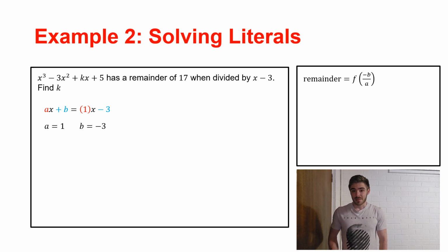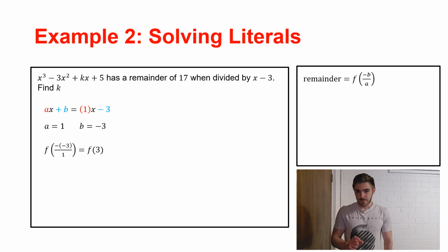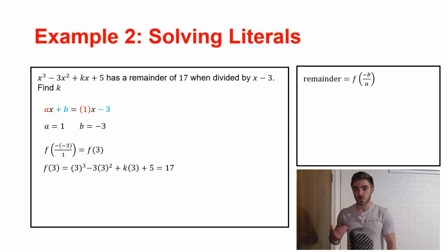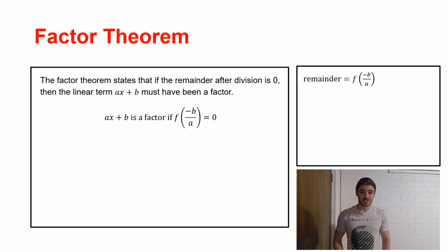Once again, we're going to sub that into the remainder theorem equation, but this time we're going to equate it to 17, since we know that's what the remainder should be. All we have to do from here is rearrange for k. This is just a linear equation, so there's nothing special here. It's just pure algebra. Once you simplify all the way, you're going to see that the result is k equals 4.